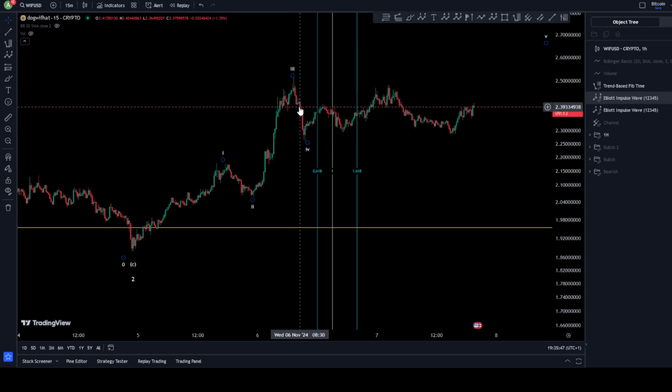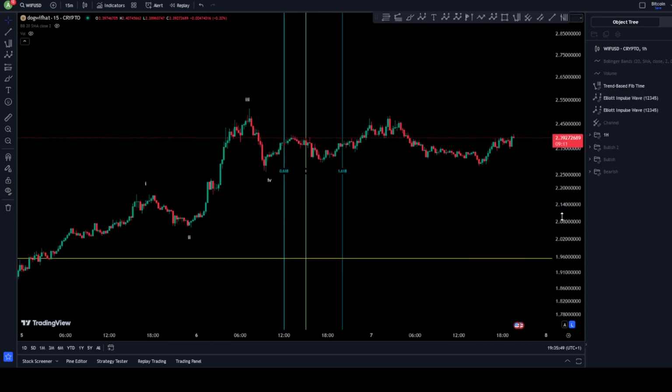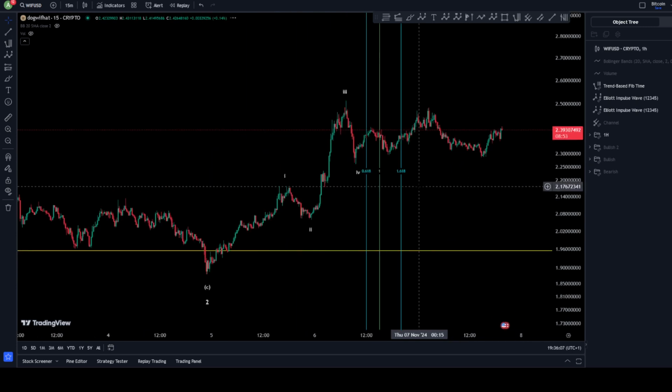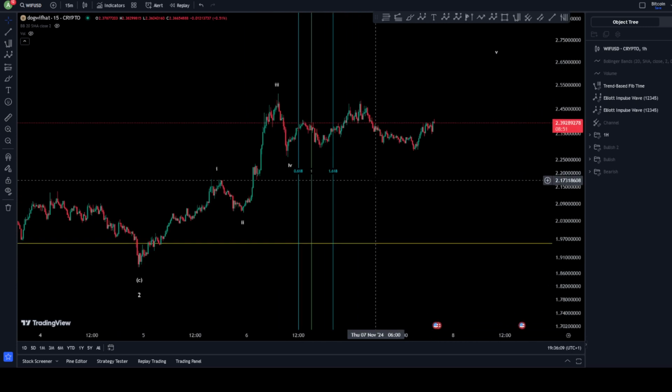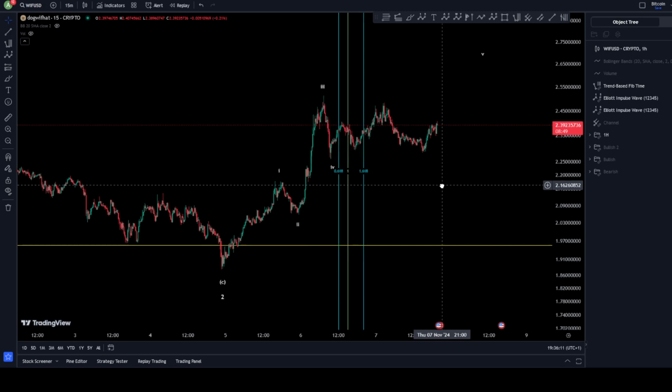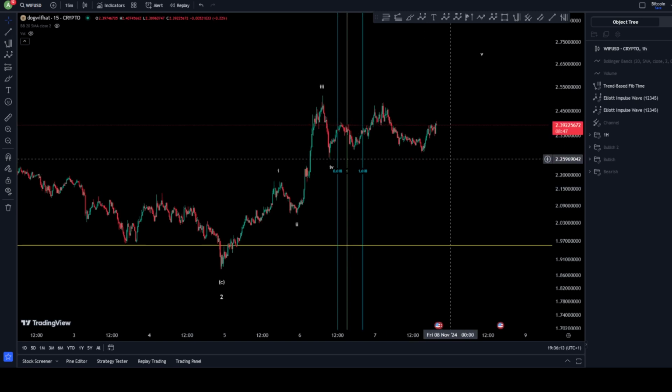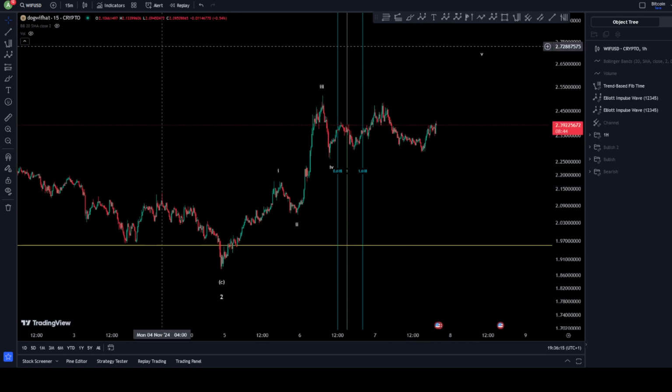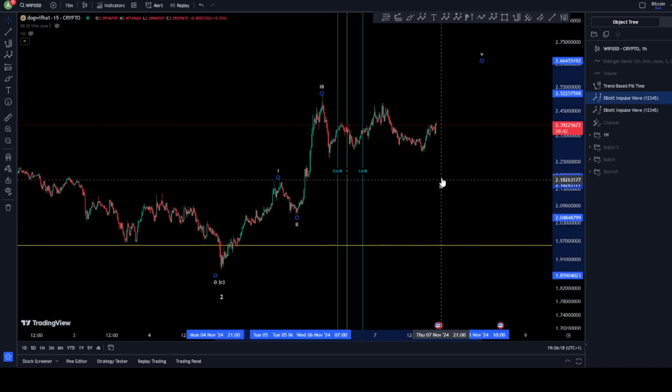So that looks like, okay, 1, 2, 3, 4, 5. Okay, your 3 is bigger than your wave 1. Then 3 waves up. 1, 2, 3, 4, 5. Okay, very choppy. It looks corrective to me, guys. It still looks corrective. I think we're still gonna get a low. I think this is not finished yet.